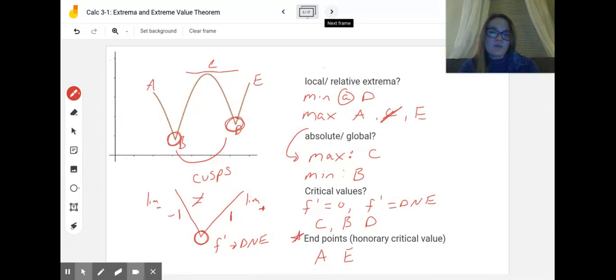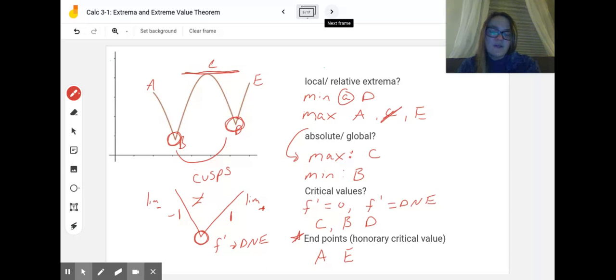All right, so this question is pretty darn similar. Local relative maxes and mins. I have a local min at D. I have a relative max at A and E. I cross C off because C is actually a global max because it's the tallest. I have a global min at B because it is the shortest.